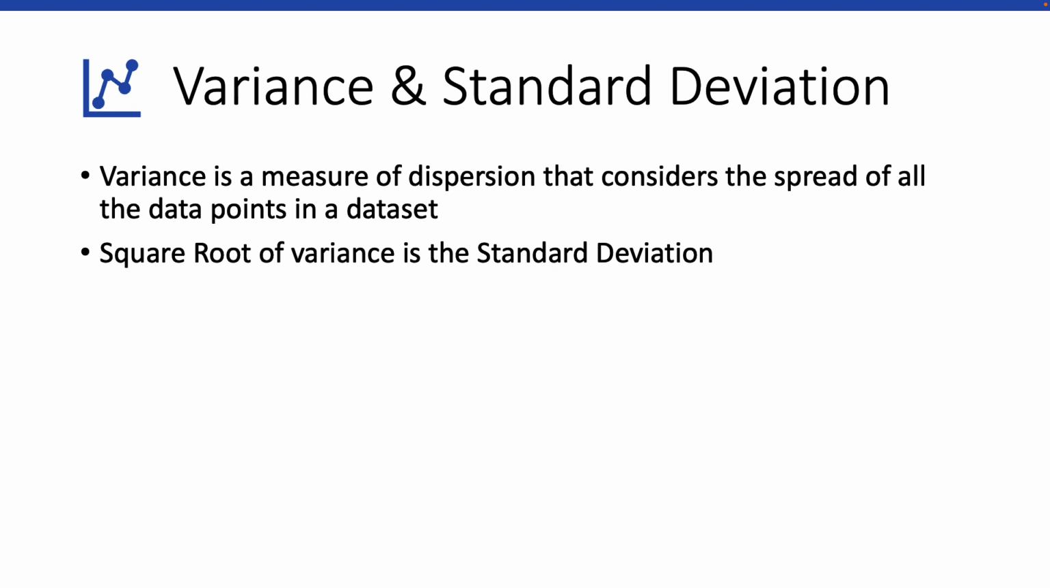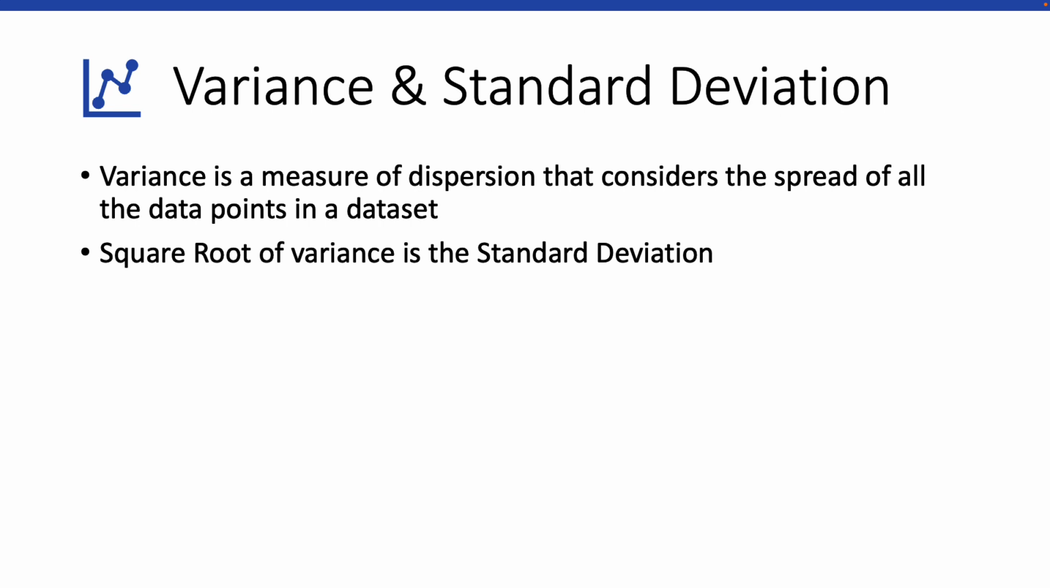Now, when we say variance, variance is a measure of dispersion. I have already used it in our previous video when we talked about the hands-on session. To give you a background, it's a measure of dispersion or a measure of spread, and it considers the spread of all the data points in my data set. I take the variance of my data, and once I take the variance, I take the square root of it. This square root of the variance is called the standard deviation.